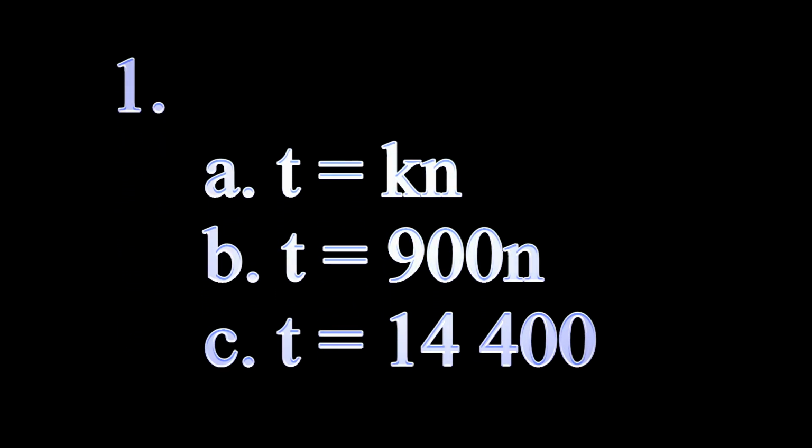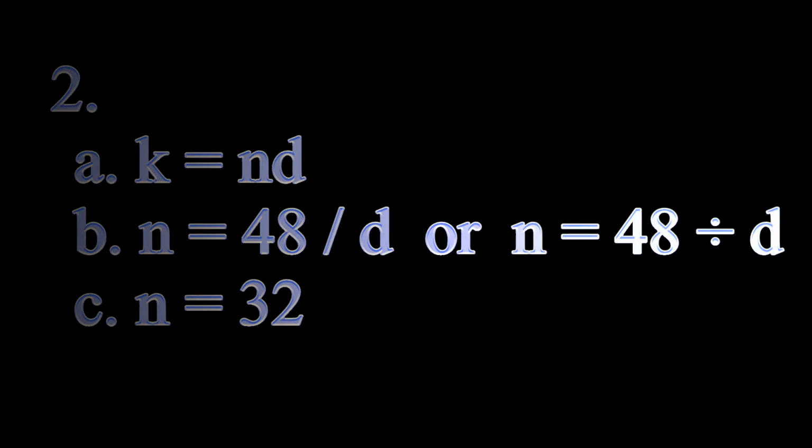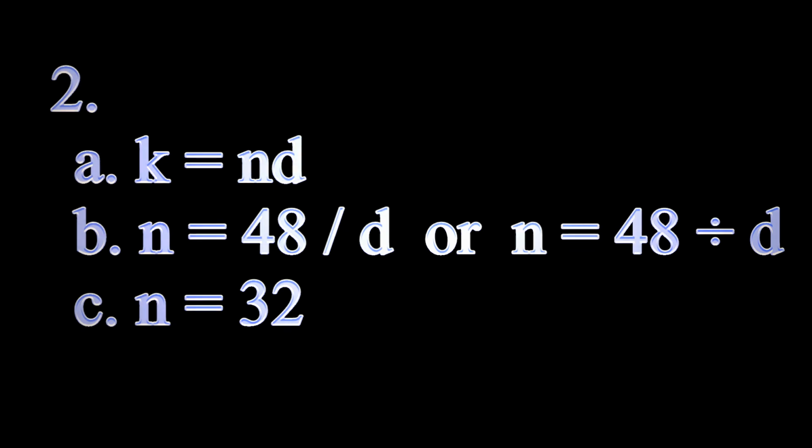And now, let's see your answers. Number 1. Letter A is T equals K times N. And letter B is T equals 900N. Letter C is T equals 14,400. Number 2. Letter A is K equals N times D. Letter B is N equals 48 divided by D. Letter C is N equals 32.